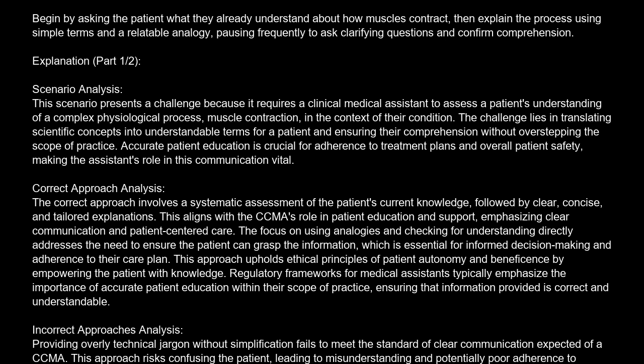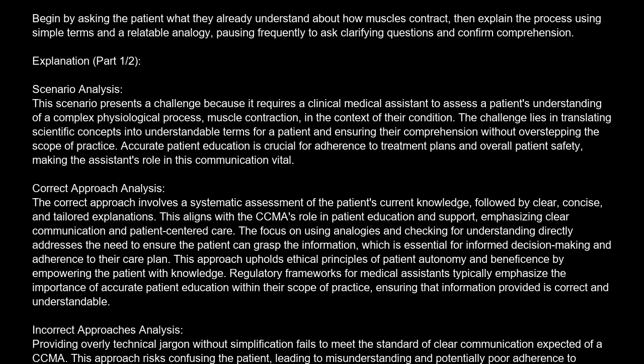Correct approach analysis. The correct approach involves a systematic assessment of the patient's current knowledge, followed by clear, concise, and tailored explanations. This aligns with the CCMA role in patient education and support, emphasizing clear communication and patient-centered care. The focus on using analogies and checking for understanding directly addresses the need to ensure the patient can grasp the information, which is essential for informed decision-making and adherence to their care plan. This approach upholds ethical principles of patient autonomy and beneficence by empowering the patient with knowledge.